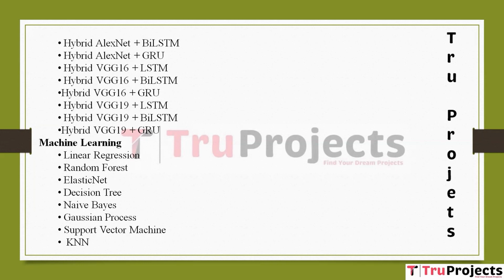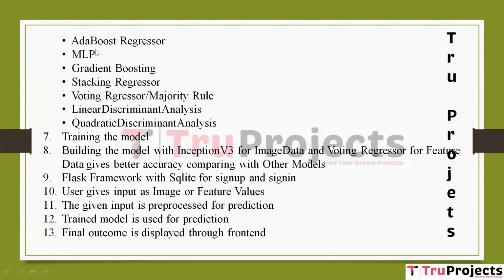KNN, K nearest neighbor. KNN is a simple yet effective algorithm for classification and regression tasks. It predicts the class or value of a data point based on the majority class, or average, of its nearest neighbors. It can be used to classify sleep apnea cases based on ECG data. AdaBoost Regressor. AdaBoost is an ensemble learning technique that combines multiple weak learners, that is decision trees, to create a strong learner. It's often used for regression tasks and may be applied to improve sleep apnea detection accuracy.